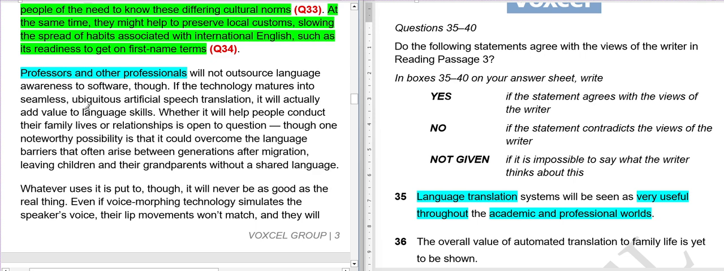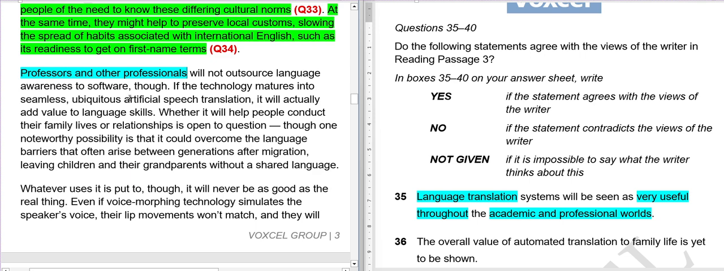Will not outsource language awareness to software though. If the technology matures into seamless, ubiquitous artificial speech translation, it will actually add value to language skills. Whether it will help people conduct their family lives or relationships is open to question, though one noteworthy possibility is that it could overcome the language barriers that often arise between generations after migration, leaving children and their grandparents without a shared language.